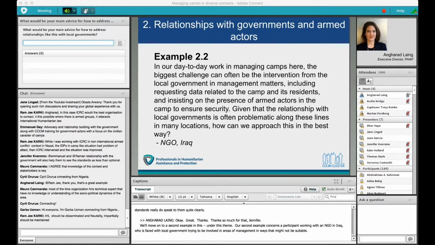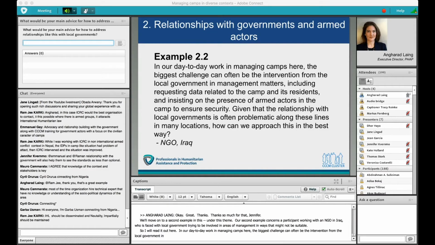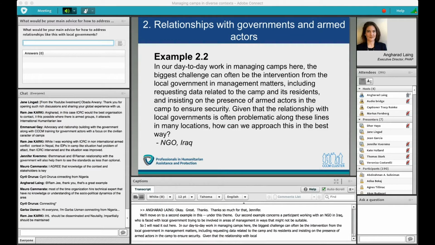In our day-to-day work in managing camps here, the biggest challenge can often be the intervention from the local government in management matters, including requesting data related to the camp and its residents, and insisting on the presence of armed actors in the camp to ensure security. Given that the relationship with local governments is often problematic along these lines in many locations, how can we approach this in the best way? Tom, I'll turn to you first for this example. What would be your recommendation for someone in a situation like this? Over to you.